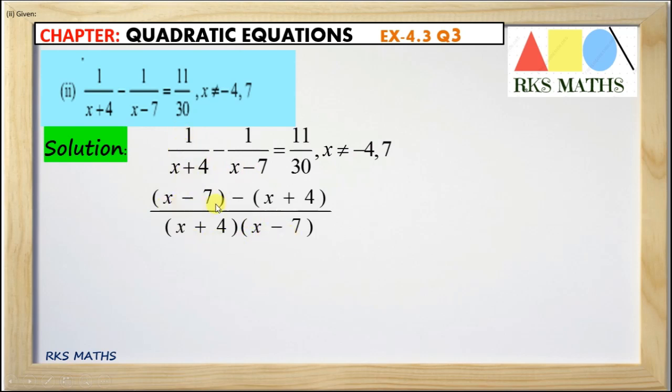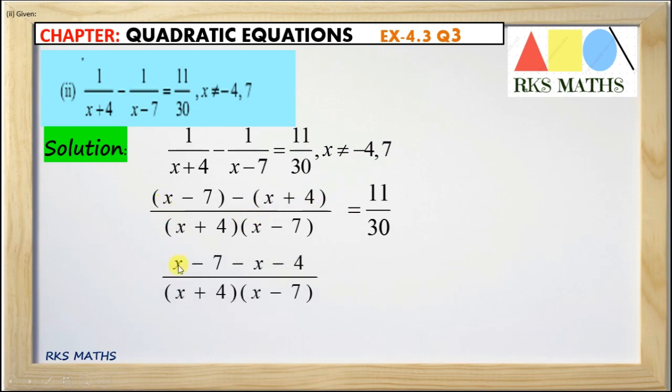by 1 is x minus 7, this minus is here, and x plus 4 multiplied by 1 is x plus 4. Students, since here this is minus, we have to keep all the things after minus in the bracket, that is equal to 11 by 30. Now student, simplifying the bracket, opening the bracket, x minus 7 minus x, and this plus will become minus 4, and that is equal to 11 by 30.